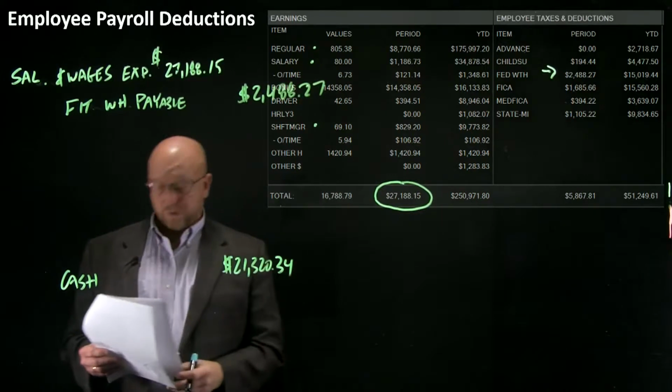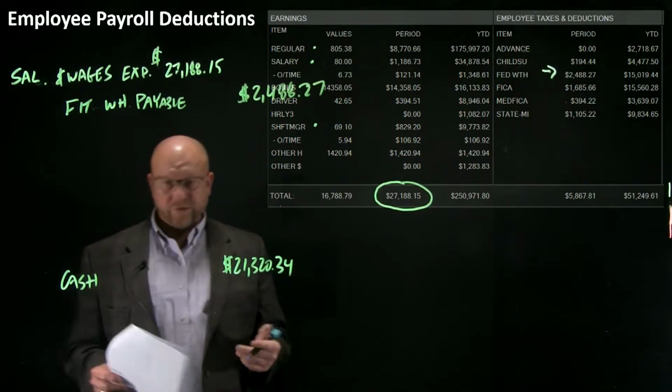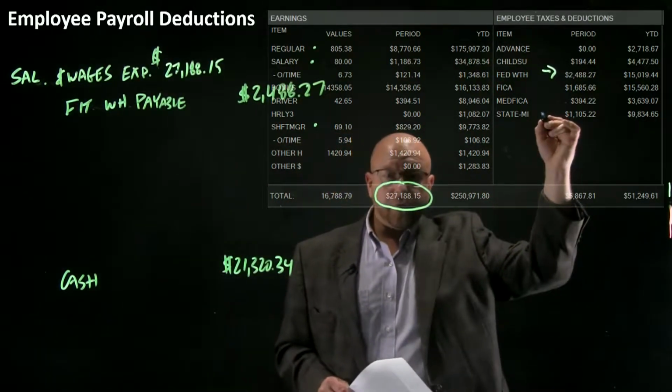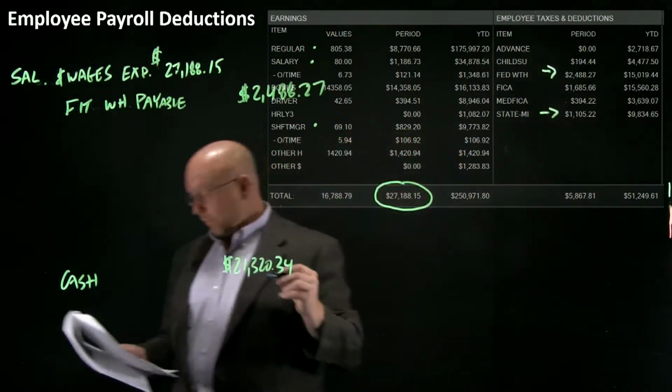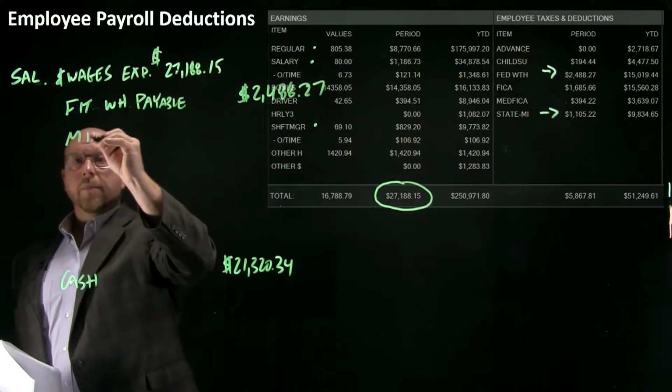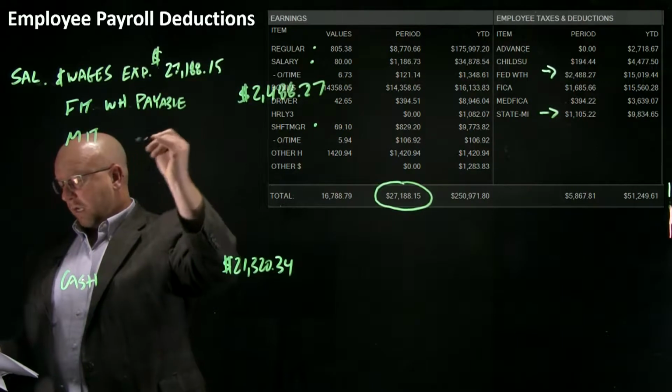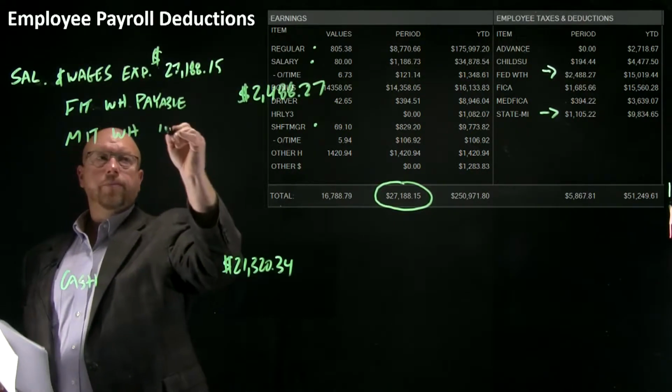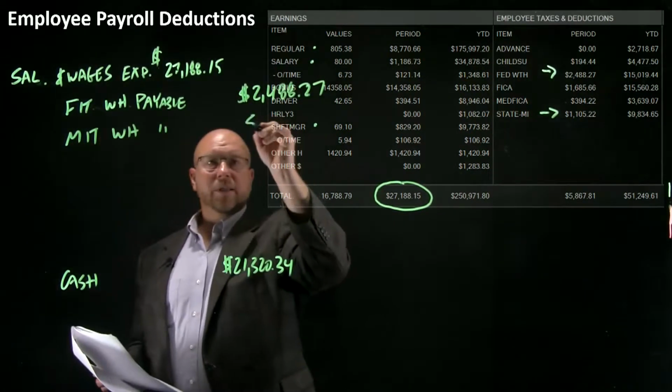Okay, $2,488.27. Same is going to be true for Michigan withholding payable right there. So I'm going to call it Michigan income tax withholding payable, and that's $1,100 and some change.